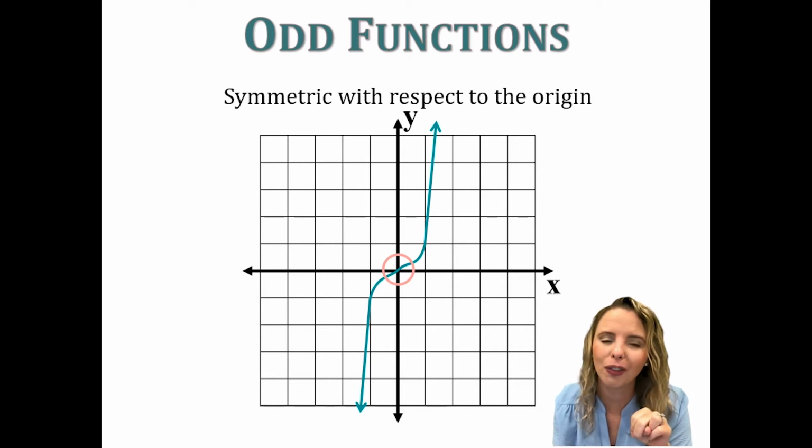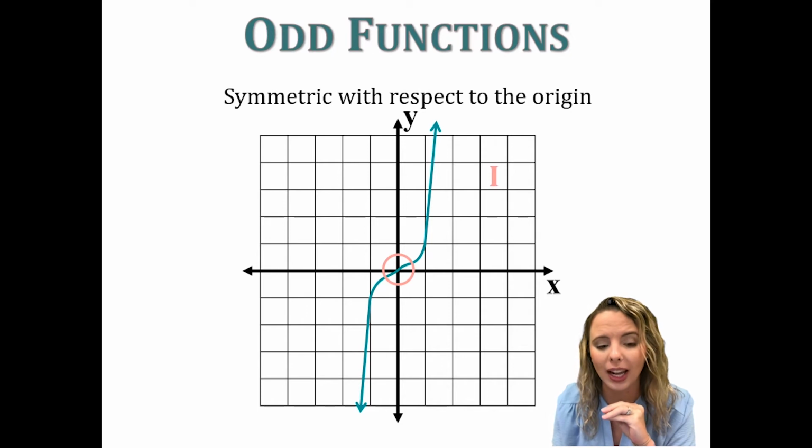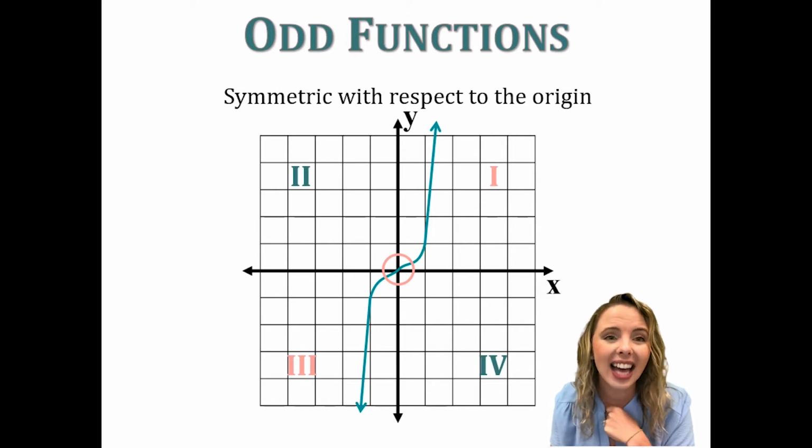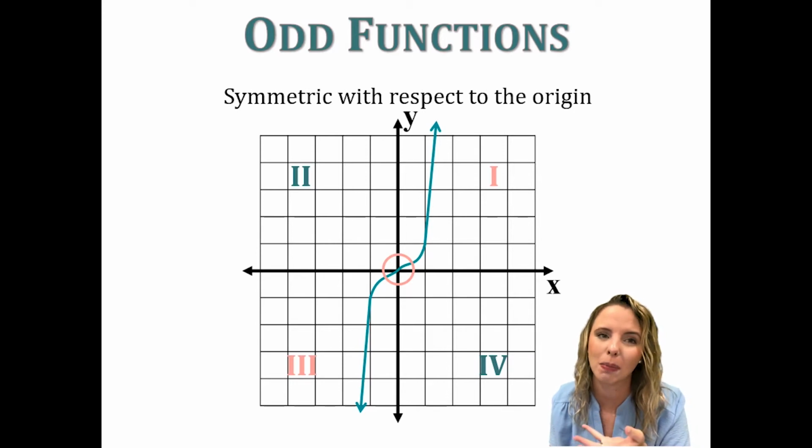It's much harder to fold these depending on where your function's at, so it's harder to visualize. But we can see here that we have the same thing in quadrant 1 that we have in quadrant 3. We also have the same thing in quadrant 2 that we have in quadrant 4, which is nothing. So that's how this function is odd, and that's what it means to be symmetric with respect to the origin.